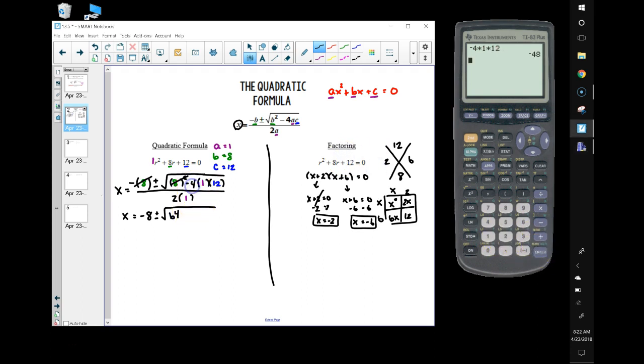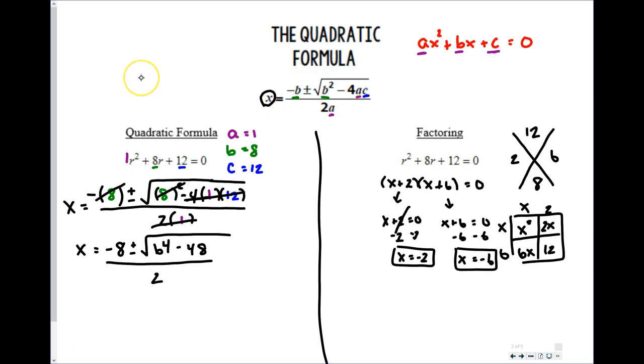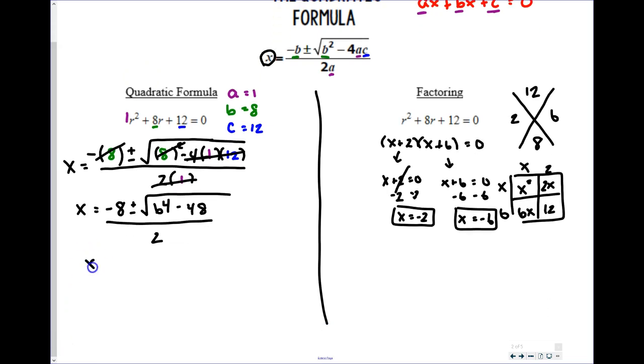So now I'm going to cross off this and put -48 here. Over 2 times 1 is 2. It helps to cross things off because then you know what you've simplified and what you haven't. The next thing I'm going to simplify is the square root. So I'm going to put x equals -8 plus or minus the square root of 64 minus 48. 64 minus 48 is 16, which is nice. That works out to a perfect square. Then I get x equals -8 plus or minus, and then the square root of 16 is 4 over 2.